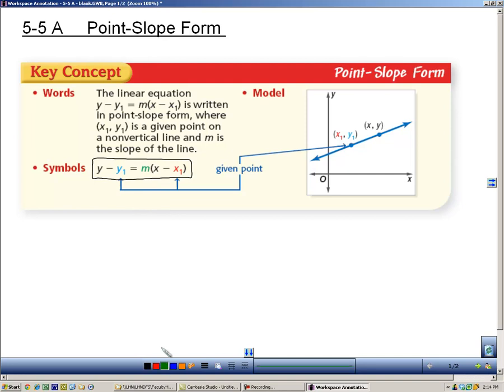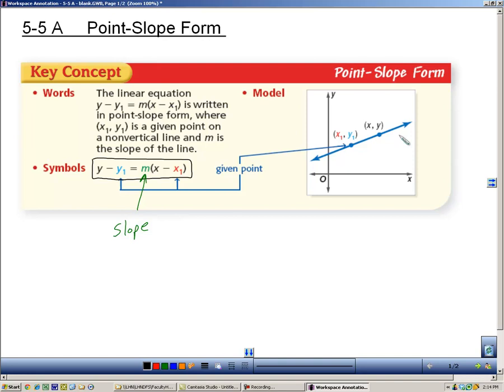The m is the same thing it always has been. The m is your slope. But this time we have an x sub 1 and a y sub 1, which represent the point that you're given. If you look over here at this picture, you'll notice that x sub 1 and y sub 1 are just some other point on the line.